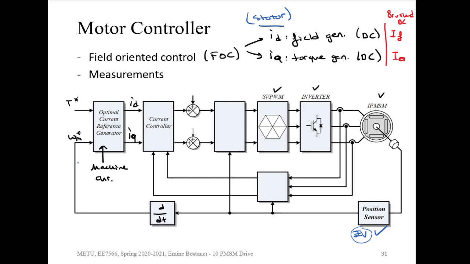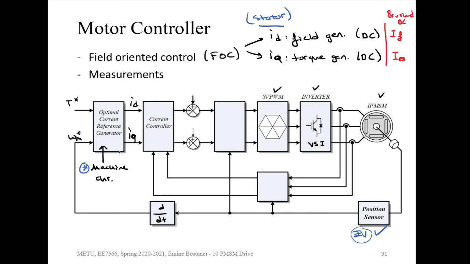This is actually what the field-oriented control block is going to do. We're going to decide on the ID and IQ value. After that, the current controller is going to generate some voltage references, because we have a voltage source inverter, and to be able to control the inverter, we need some voltage input. Here we are going to have VD and VQ references.